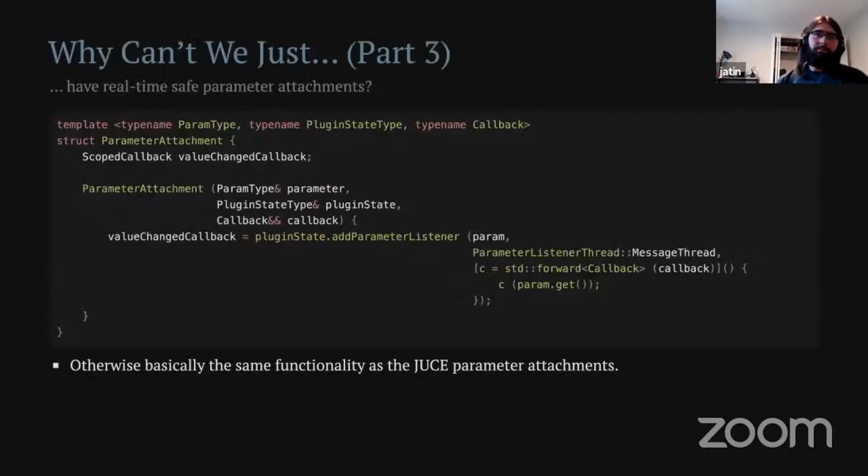And then finally, we say, hey, we want our parameter attachments to be real-time safe. Well, now we can do that with basically the same parameter listener method that we just walked through. So again, you have your scoped callback, and when you create a parameter listener, you set it equal to the scoped callback. We tell it, hey, we want this always to happen on the message thread. And now we can get parameter attachments that are basically the same as the JUCE parameter attachments, but now they've got some improved real-time safety.